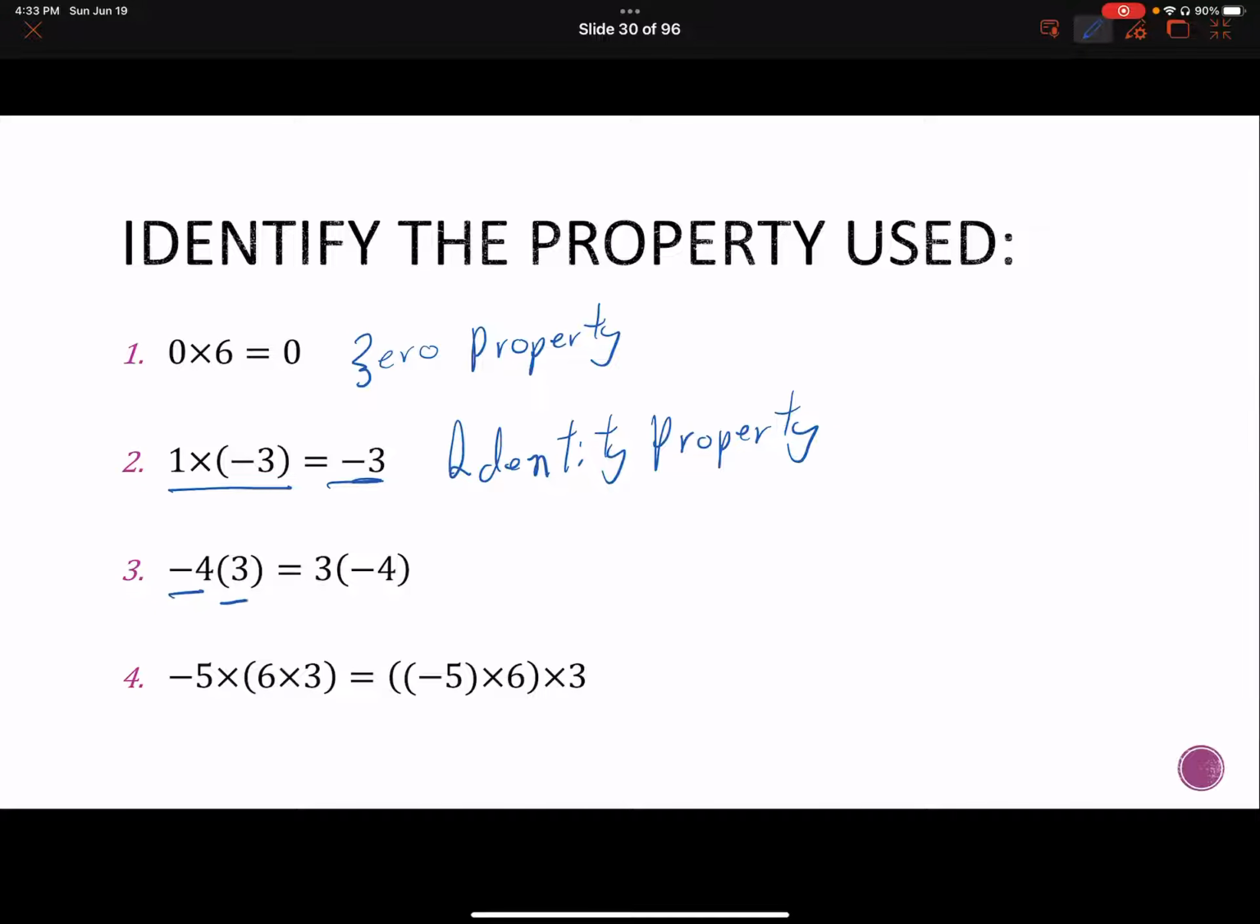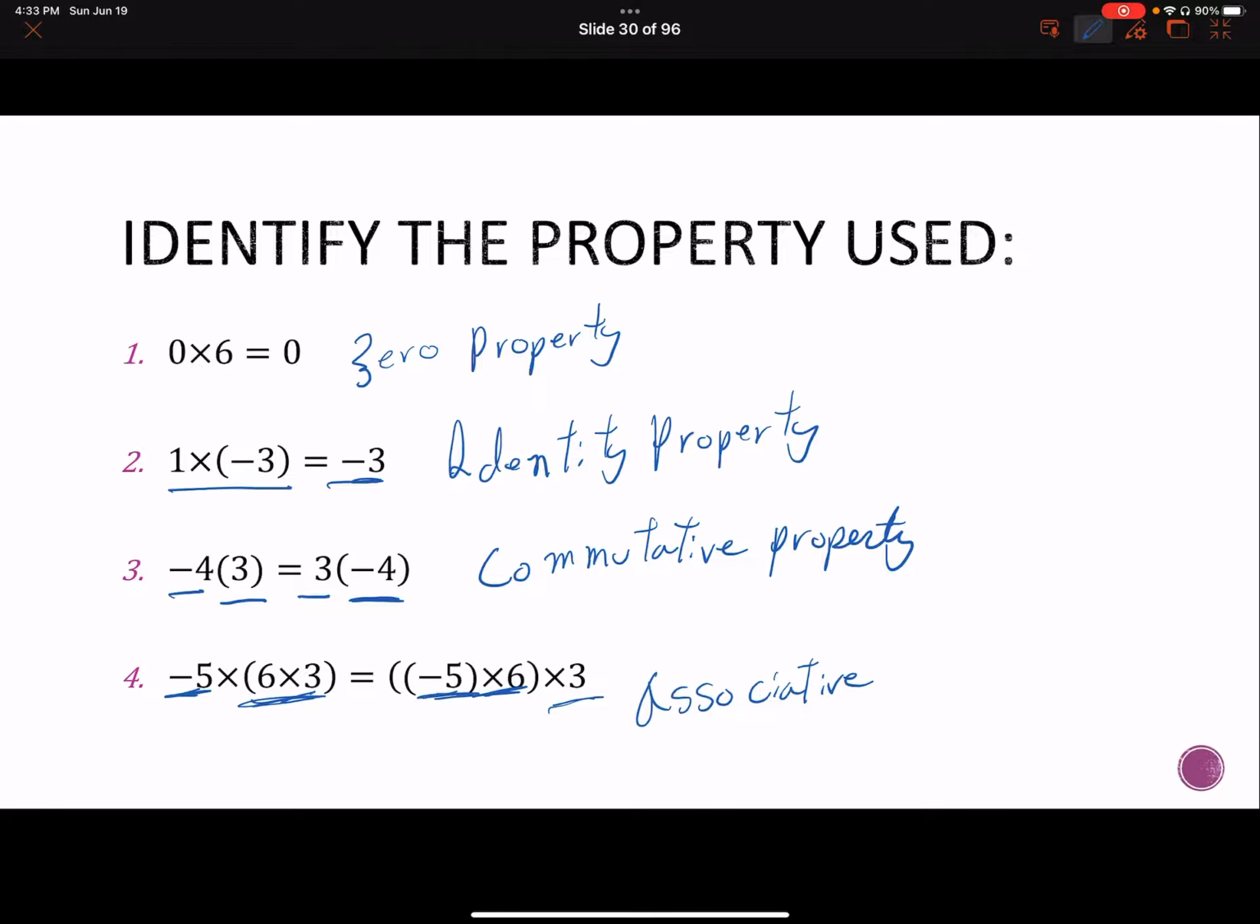If I have negative 4 times 3, that's the same as 3 times negative 4. Again, both sides would be negative 12. That's the commutative property. And if I have (negative 5 times 6) times 3, that's the same as negative 5 times (6 times 3). That's the associative property.